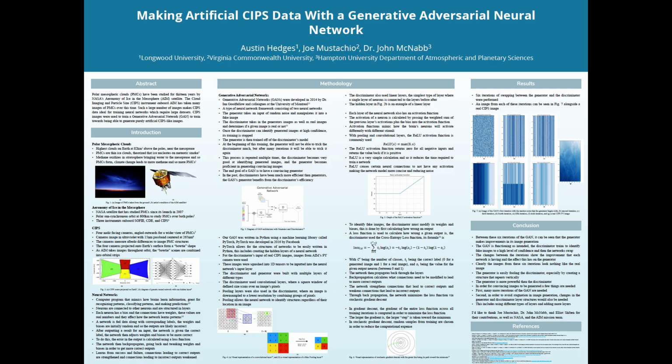Hi, I'm Austin Hedges. I'm a physics major here at Longwood University, and I'm presenting about a summer research internship I did at Hampton University in the summer of 2019. This project was about making artificial CIPS data with a generative adversarial neural network, and I'll get into what all of that means in this presentation.